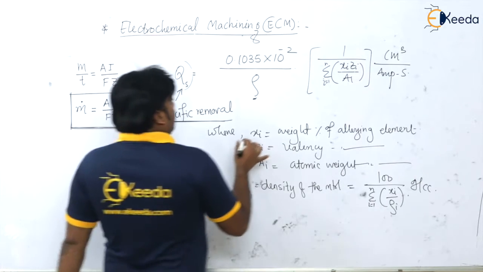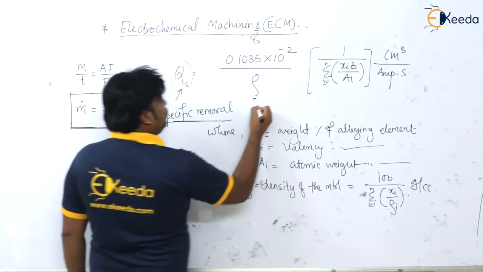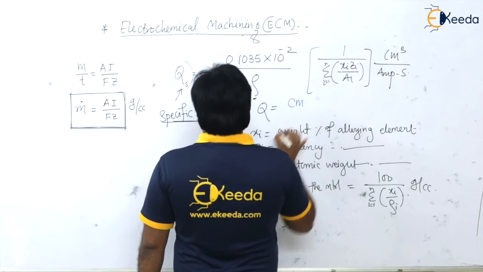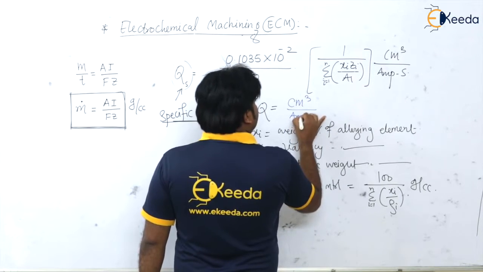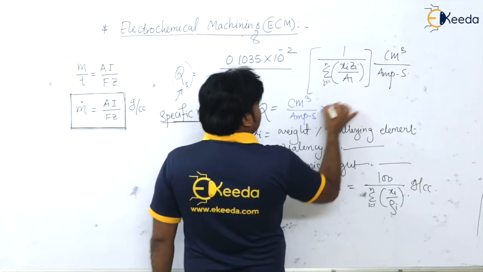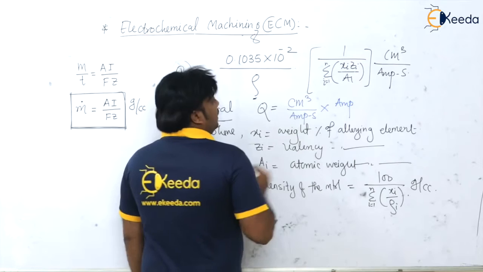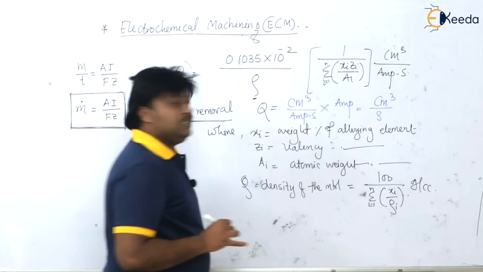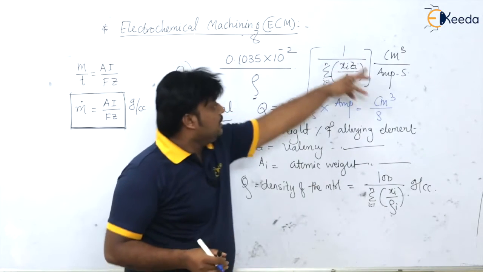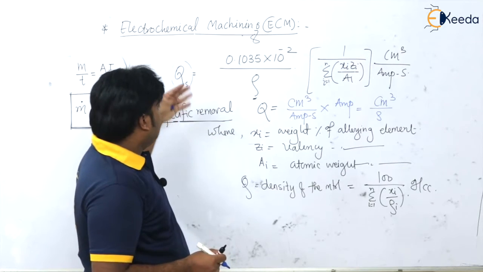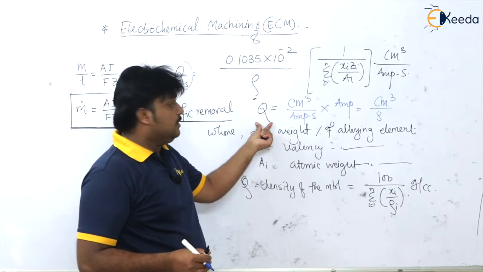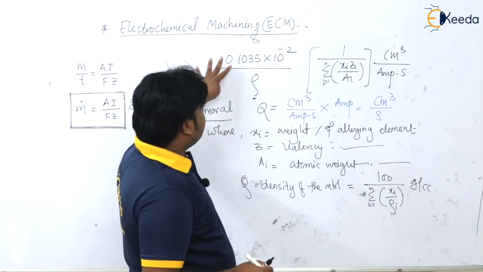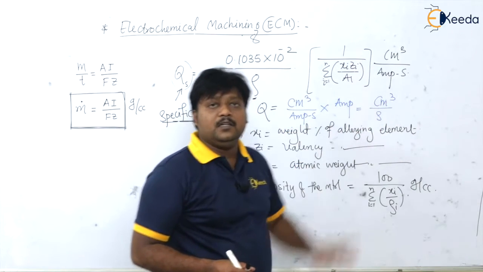And if you want the material removal rate, that is only Q, how to calculate it? With this specific removal, if you multiply by the current, in amperes, then you will get the MRR, in centimeter cube per second. Please remember this. This formula is only for the specific removal. If we want the exact Q, the material removal rate, we get it by multiplying this term by the current, and we get it in centimeter cube per second.